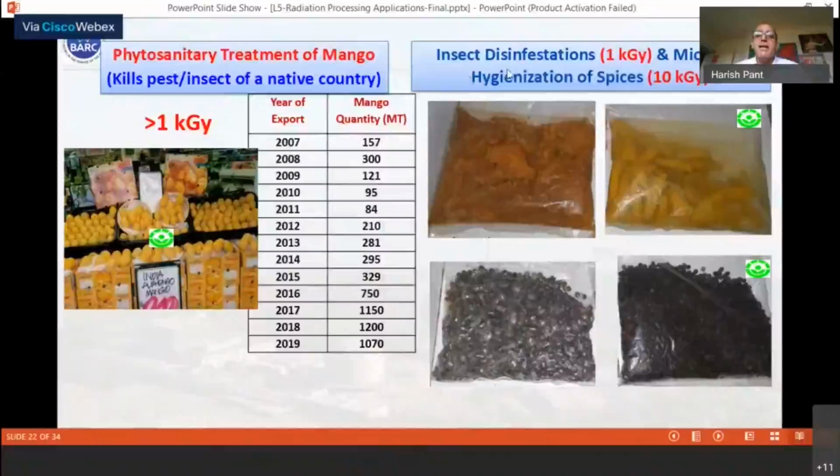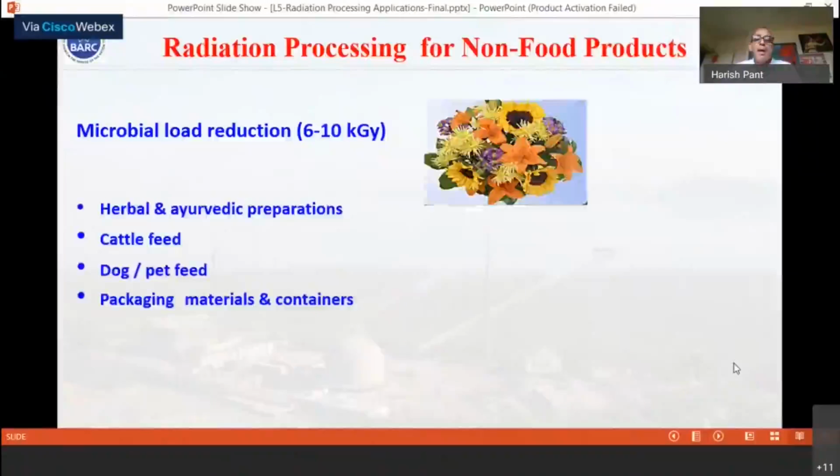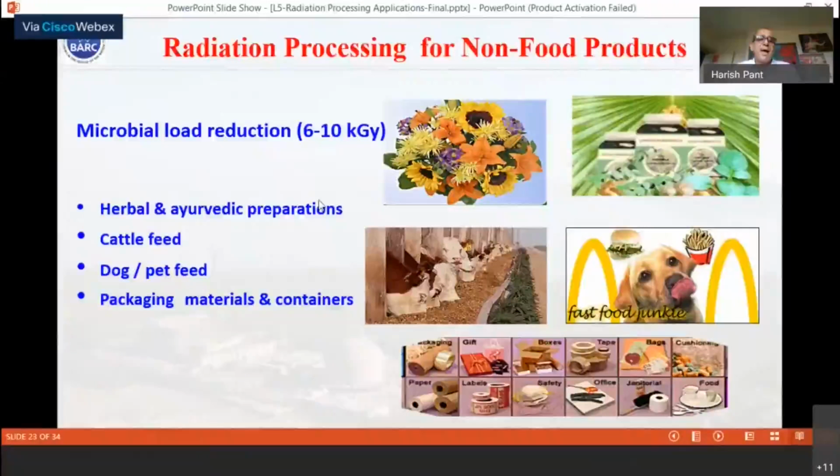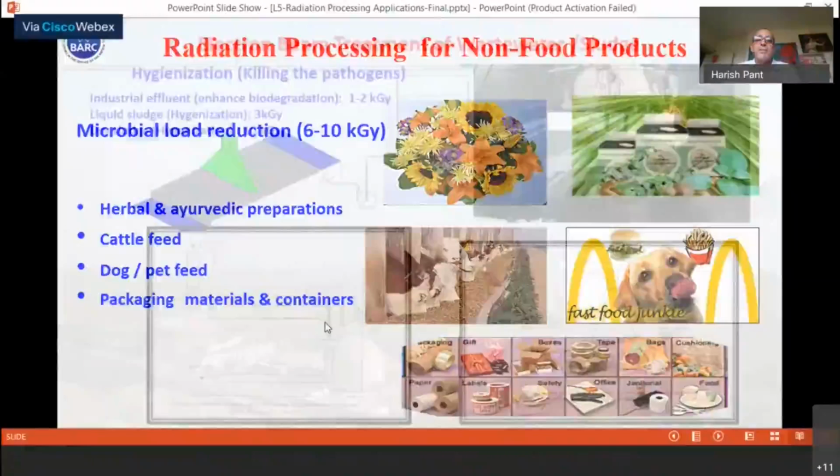Similarly, the spices are used for disinfestation or for the reduction of the microbial load, or hygienization. You can see these are the unirradiated spices and this is irradiated spices. And again, some other non-food products like herbal and Ayurvedic preparations, cattle feed, dog feed, and packaging material are also processed using radiation.